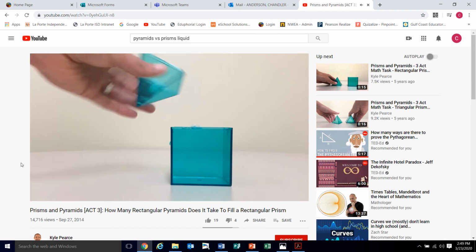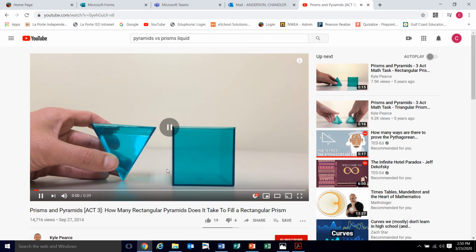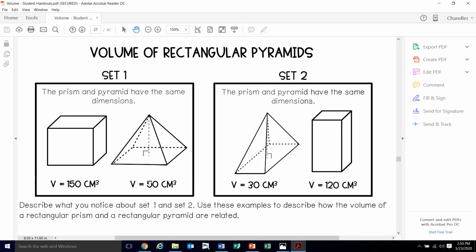So actually that pyramid filled up 3 times, and fits exactly for that prism. So the relationship between pyramids and prisms is going to be 3. If we go back here, I can see that 50 times 3 is 150, and 150 divided by 3 is 50. So there's a nice relationship between pyramids and prisms.